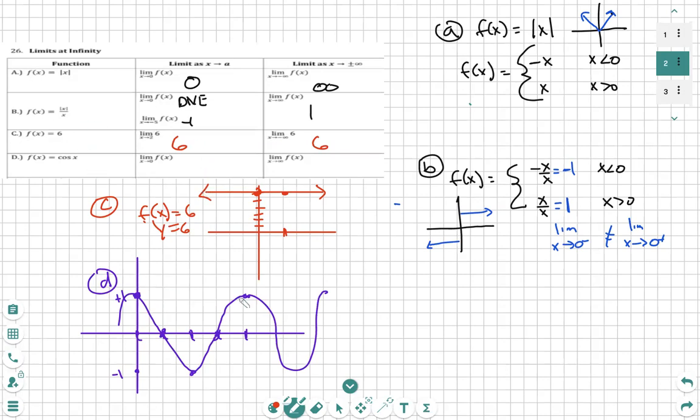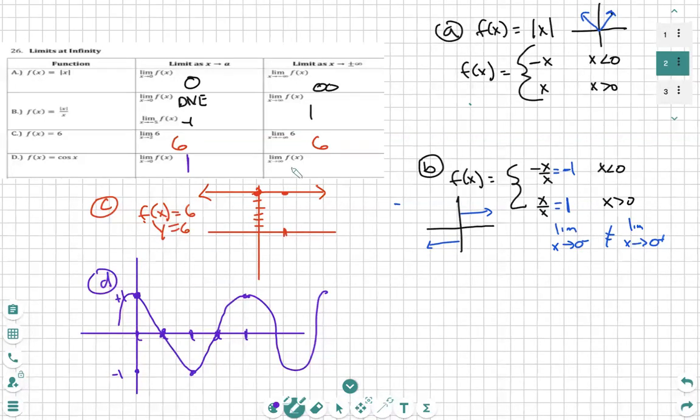The cosine of x is this wave graph that we know. And we know that as the limit approaches 0, we can plug 0 in for cosine of x, and that is equal to 1. We can confirm this by looking at the graph and confirming that the right side and the left side are both equal to 1. So it's not a great graph, but you get what I'm trying to say there.